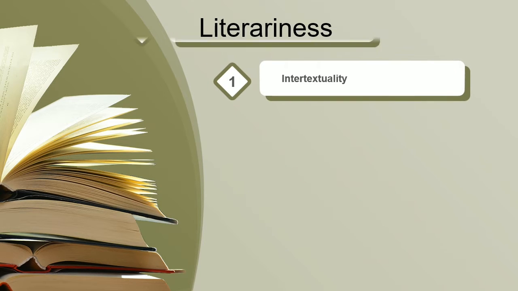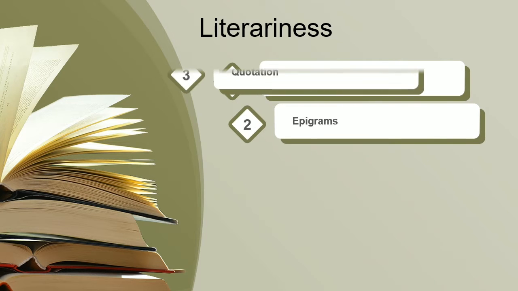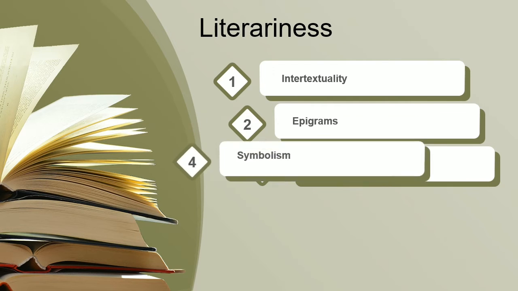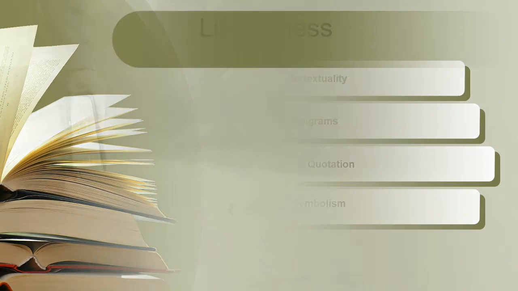There are 4 kinds of literariness. First, intertextuality. Second, epigrams. Third, quotation. Fourth, symbolism. And now we will explain it in this video.